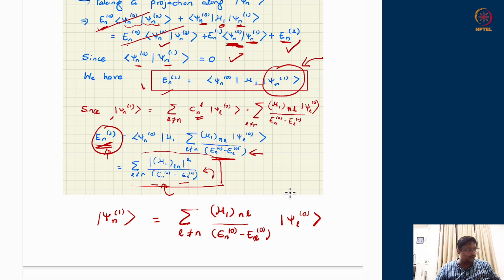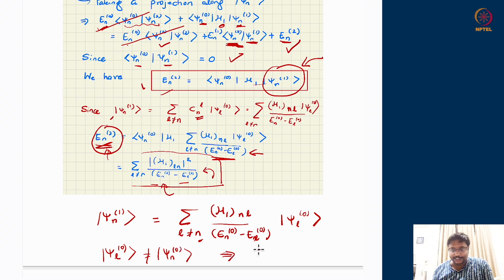Not necessarily only the first few states. All the states have to be summed over. Now, L cannot be n. I should not include the wave function for which I am trying to get the correction. But in certain systems, it can so happen that there is a different eigenfunction which has the same eigenvalue. So accidentally, despite psi L0 not being equal to psi n0, still it is possible that you will have En0 equal to El0.